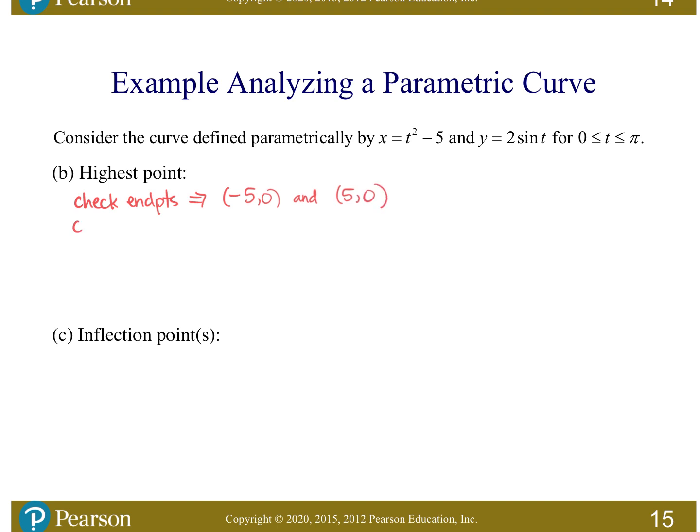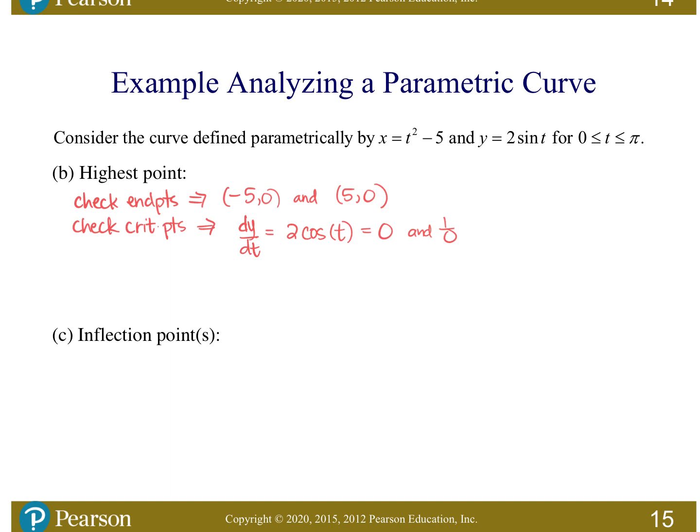And then we want to check our critical point. So we just focus on just the y. And so we want to look at dy dt, and the derivative of that would be 2 cos t. I'm going to set that equal to 0 and undefined. And I can solve 2 cos t equals 0 without needing anything additional. I know when cosine is equal to 0.